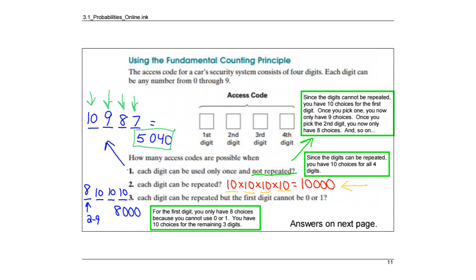All right, on my last one here, they tell me each digit can be repeated, but the first digit cannot be a 0 or a 1. Well, they just took away 2 choices from me, right? So the first digit, when I go to type in my security code, I can't put a 0 or a 1, but I can put 2 through 9. So this time I have 8 choices for my very first digit, but then for the rest, I have the 10 choices. I have 0 through 9 that I can put in, and I am allowed to repeat. And so that's going to give me, if you multiply those together, 8,000 different ways that I could put a security code in.